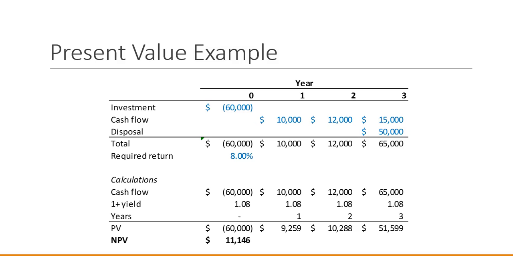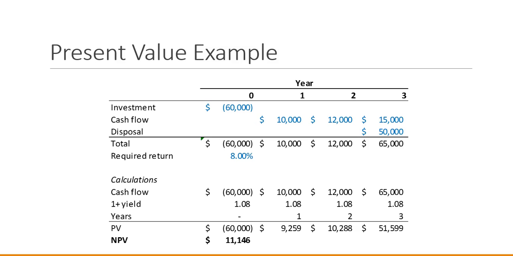Our present value example. We have a $60,000 investment, a 3-year time frame with annual cash flows coming in of $10,000, $12,000, and $15,000, and a sales price of $50,000 at the end of 3 years. Our required return is 8%, and that's the key number for our discount calculations. We're going to treat the future cash flows as if they're worth a little bit less because we want the money now to invest it at 8%. If we need to wait a year or 2 or 3 to receive the money, then we want to discount those amounts based on the 8% return requirement.